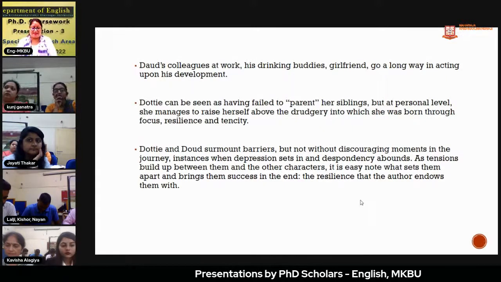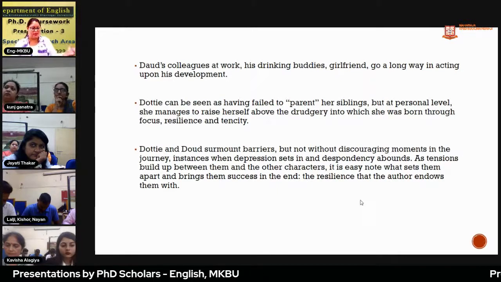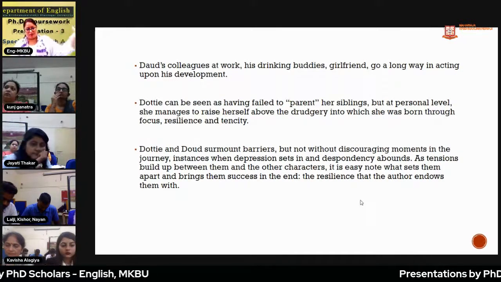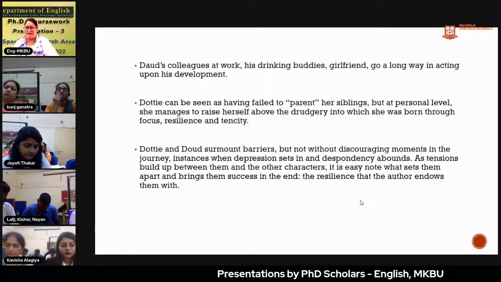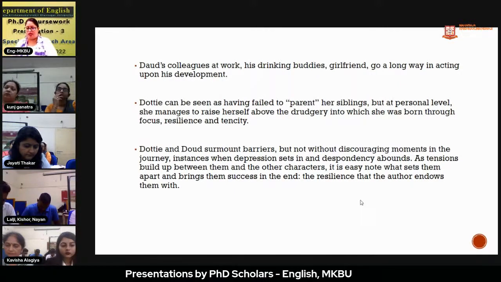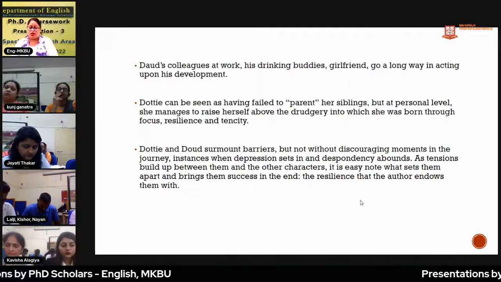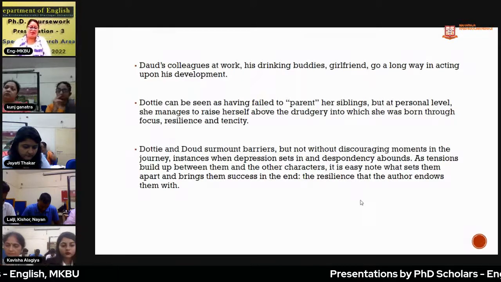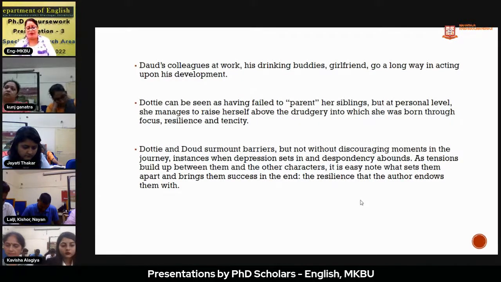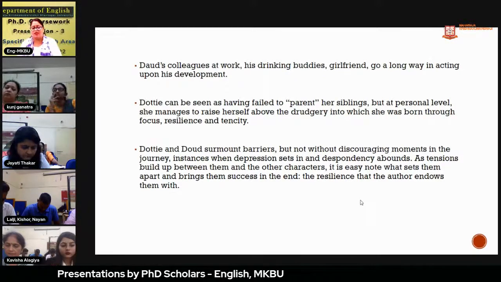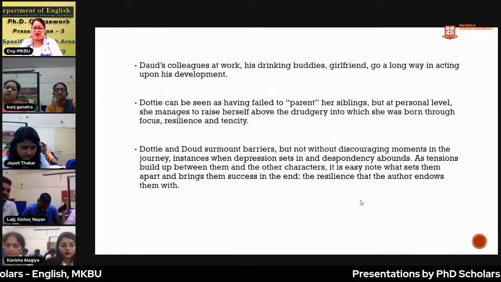Dati can be seen as having failed to parent her siblings after her parents are no longer there. Her mother also died when she was at the age of 16 or 17, and she was parenting her younger siblings single-handedly. But at a personal level, she manages to raise herself above the drudgery into which she was born through focus, resilience, and tenacity.